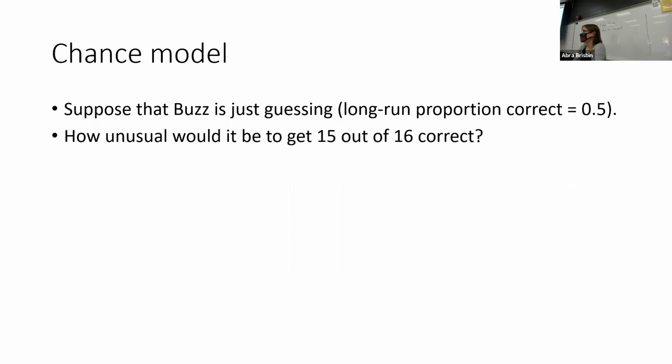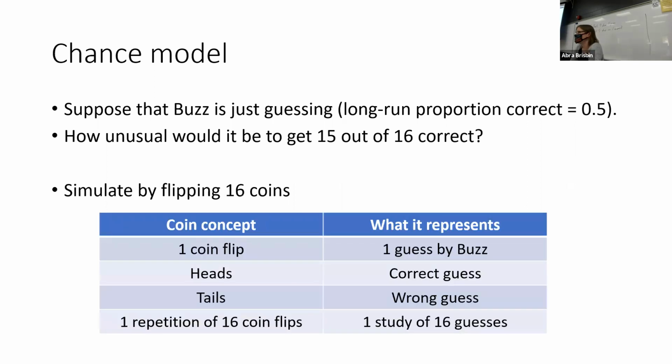Before we get to using a probability theory-based test, a simple thing we could think about doing would be flipping coins, right? We could let one coin flip be one guess by Buzz or one attempt at pressing a button. We could say heads represents a correct guess, tails represents a wrong guess. And then one set of 16 coin flips would represent one instance of this study. So let's give this a try.